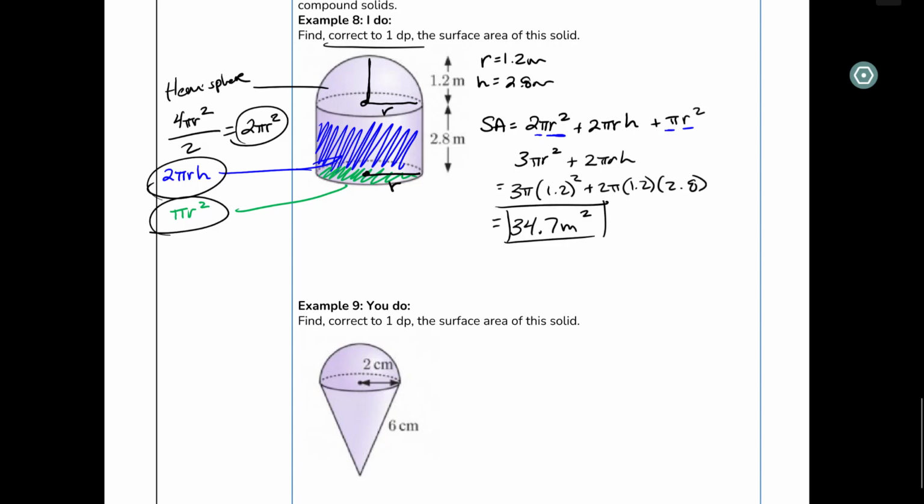There's our surface area. All right, so with the compound solids, it should be fairly straightforward. Combine those different shapes, see which pieces of the formulas you need to add together, and you're good to go.